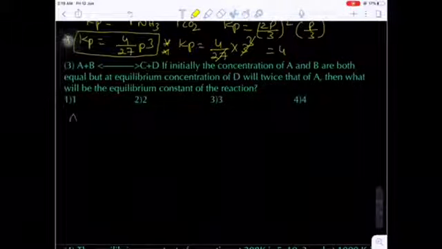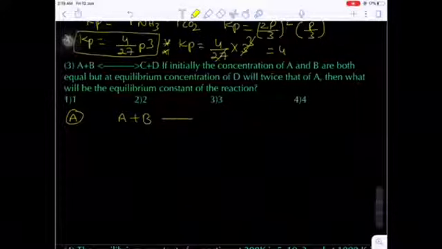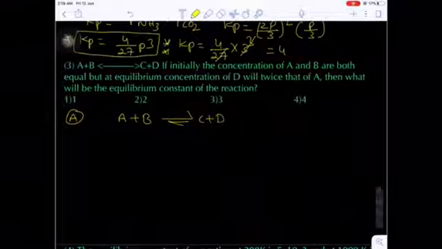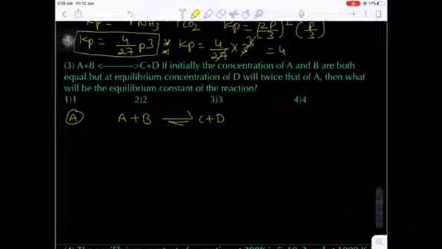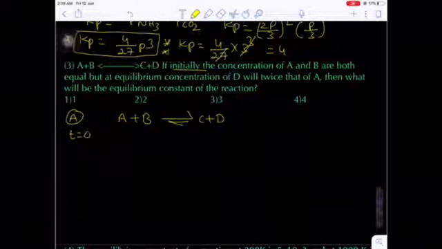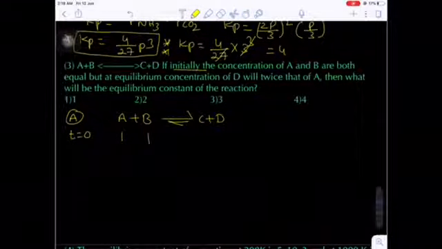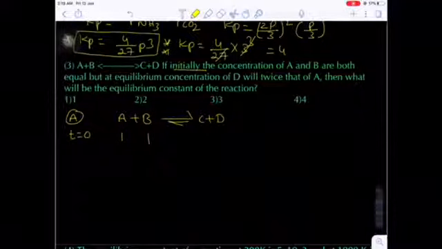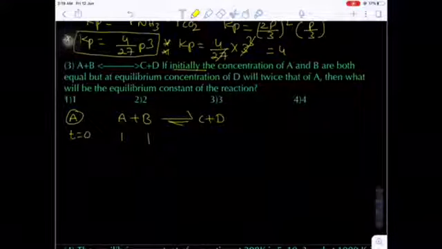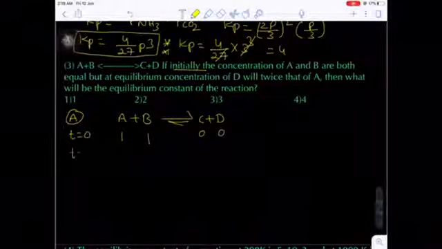Now, next question. A plus B in equilibrium gives C plus D. In this equilibrium, the concentrations of A and B are both equal initially, meaning at time T0. Let's suppose I am taking 1 mole of A and 1 mole of B. If you want, you can take 2 moles of A and 2 moles of B, or X moles of A and X moles of B. For our simple convention, I am taking 1:1. There will be no products.